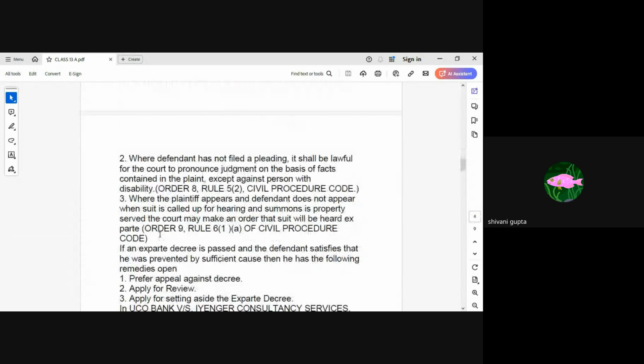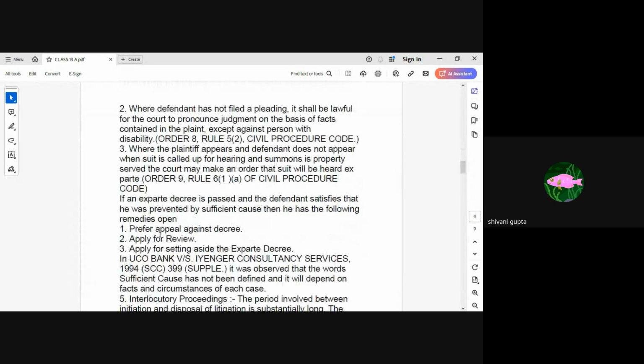Next, the step is followed when the defendant doesn't file any pleading. It can be lawful for the court to pronounce judgment. These are the points you have to just go through once. These are not the things to keep in mind always. Where the plaintiff appears and the defendant doesn't appear when the suit is called up for hearing and summons is properly served, the court may order that the civil suit will be heard ex parte, and this is given under Order 9, Rule 6, clause 1, sub-clause A.